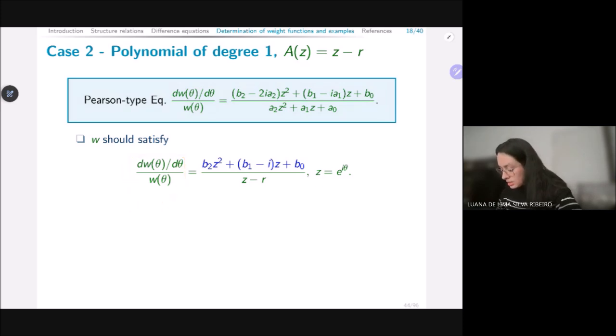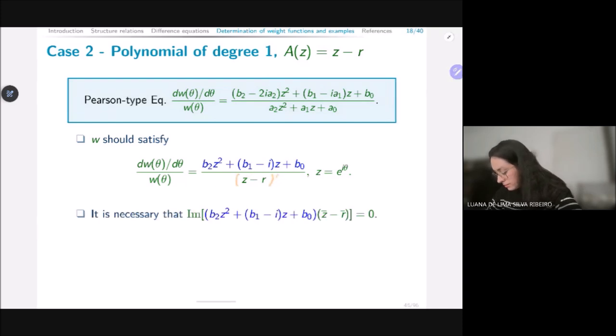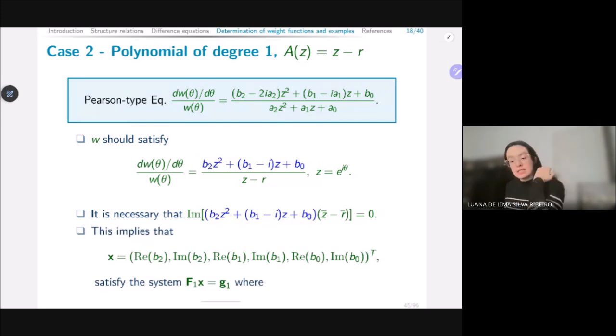And to analyze this, we multiply here by the conjugate, here z minus r prime. So here will be positive, and we need the numerator here, the imaginary part, to be 0. Then we can find all possibilities for B2, B1, and B0. This identity provides a system of choices for B2, B1, and B0.